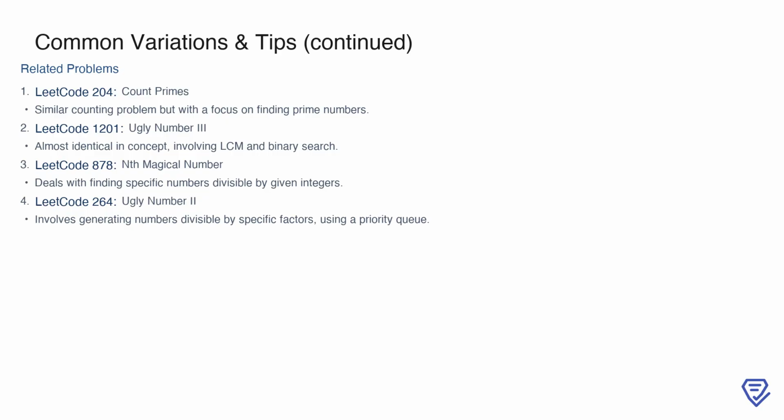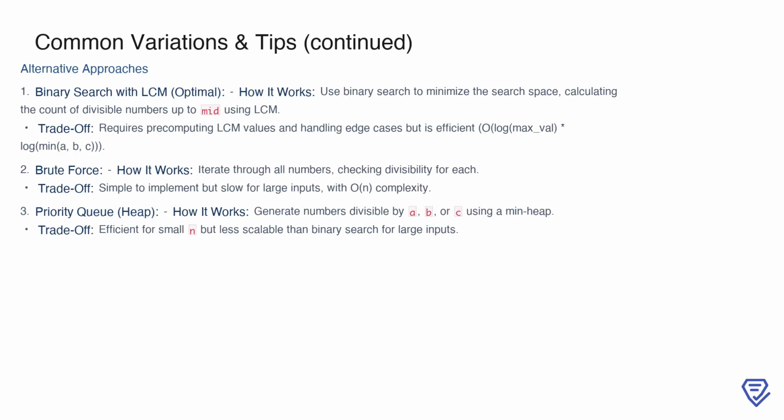When considering alternative approaches to solving this problem, the binary search with LCM method stands out as the optimal choice. It minimizes the search space by leveraging binary search while calculating the count of divisible numbers up to the midpoint using the LCM. Although it requires pre-computing LCM values and careful handling of edge cases, its efficiency is unmatched, with a time complexity of O(log(max_val) * log(min(a, b, c))).